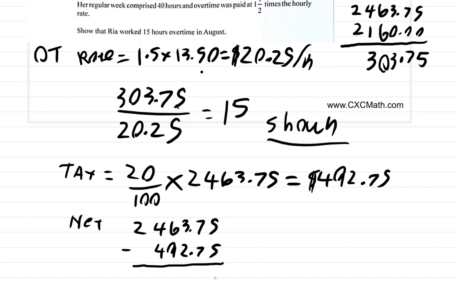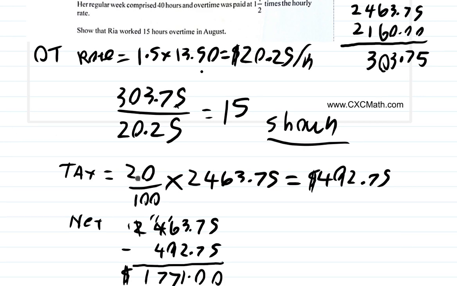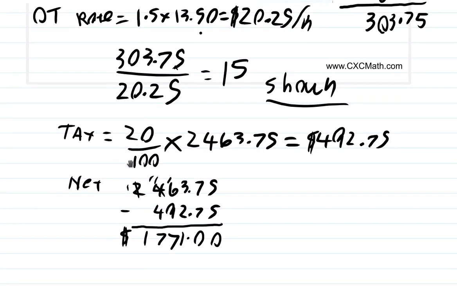5 minus 5, 0. 7 minus 7, 0. 3 minus 2 is 1. Okay, this is 9, 10, 11, 12, 13, 14, 15, 16. This is 7 left. 1 from 2, you get 1, 4, 5, 6, 7, 8, 9, 10, 11. That's 7. Here, $1,771. Right? Alright, so that's her net income, or take home pay.